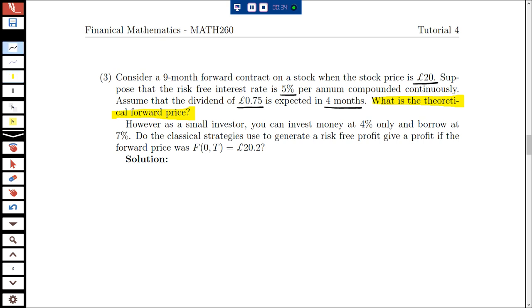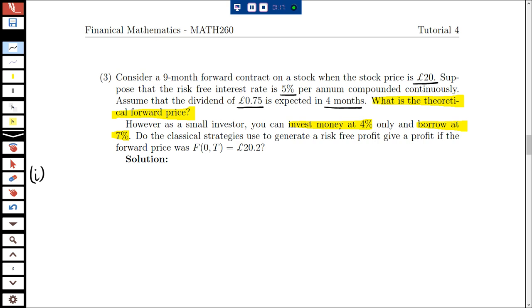And next paragraph. However, as a small investor, so there's a catch, you can invest money at 4% only and borrow at 7%. Okay, so you're a small investor, so you get 4% for investment and 7% to borrow some money. Do the classical strategies used to generate a risk-free profit, give a profit if we got the theoretical value of the forward is £20 and 20 pence. Okay, so the first part, I'm going to call it I.